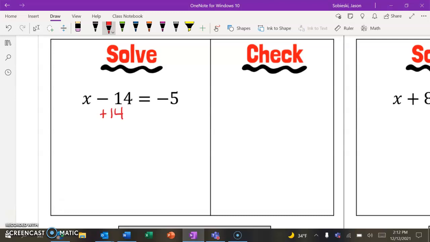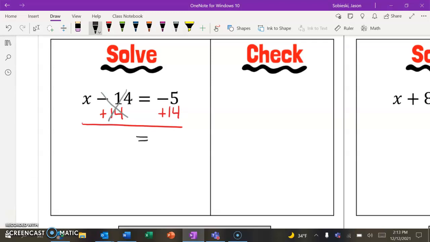But again, big picture, this is all a scale. It's a balanced equation. Right now, when we add that 14, it's no longer balanced. We need to add 14 to the right side as well to keep everything even. The nice thing, though, when we do that is, minus 14 and plus 14 will actually go away. So we can just cross them out.